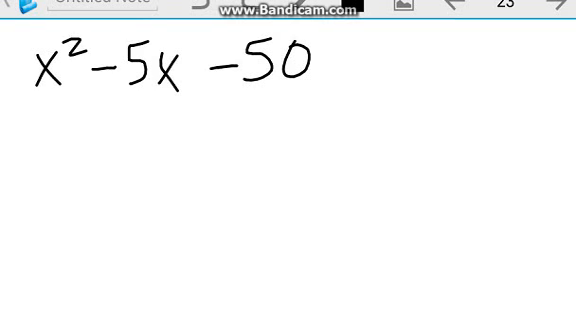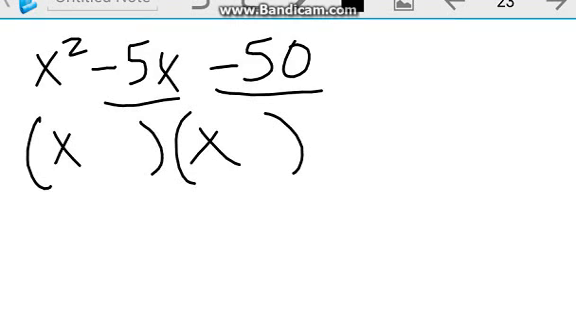So you want to remember that it is sum and product. So we're looking for two numbers that add up to this middle term, which is the sum. We're looking for two numbers that add up to negative 5x. And the same two numbers have to multiply to give us negative 50. So our groups are going to be like this.